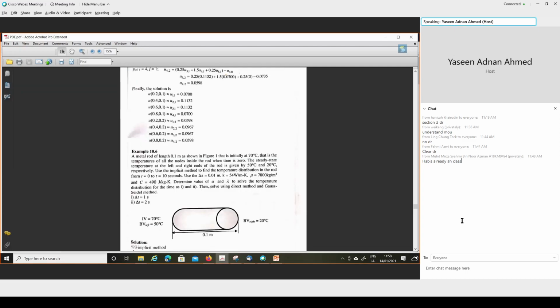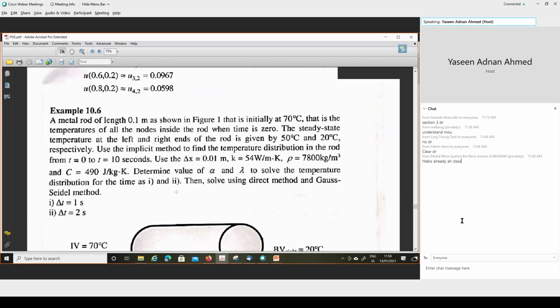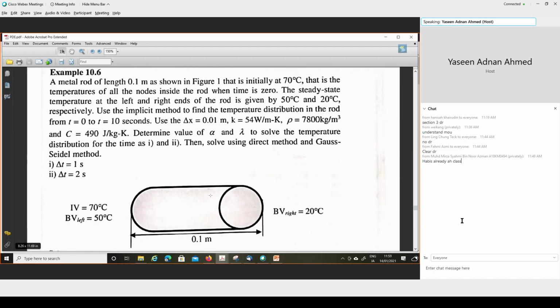So this is the problem that I give you in your project, but of course the values are different. Say a metal rod of length, in this case it's 0.1 as shown here. The initial temperature is 70. Initially it was 70 degrees, and that is the temperature at all the nodes inside the rod. Then your left hand side and right hand side are different, 50 and 20.